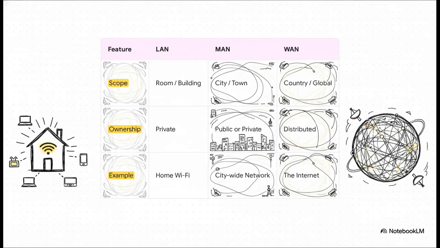And here's how it all breaks down, nice and simple. You can see this clear, logical progression in scale, right? From a single building for a LAN to a whole city for a MAN, and then the entire globe for a WAN. The ownership changes too, from completely private to a mix of public or private, and finally to a huge distributed system. And the examples really tell the whole story. Your home Wi-Fi is your LAN, which connects to a city-wide MAN, which in turn plugs into the ultimate WAN, the internet.